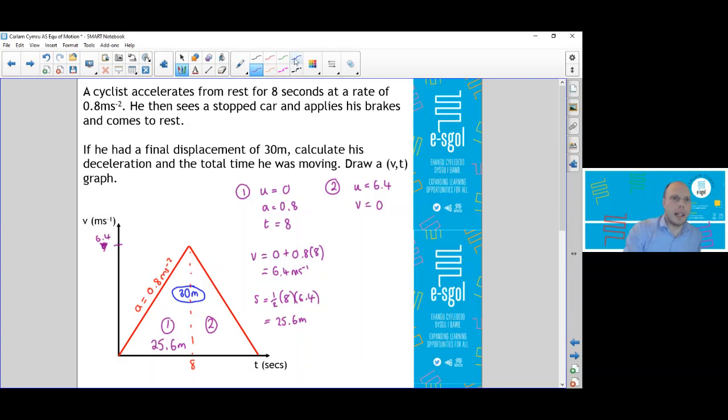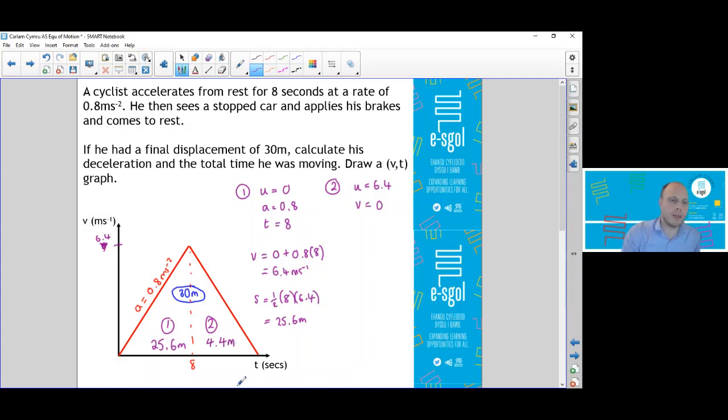This is where you've got to be a little bit clever. They told us in the question that the whole area was 30 meters. We know that the cyclist traveled 25.6 meters while they were accelerating. Take that away from 30, and we also know that the cyclist traveled 4.4 meters.